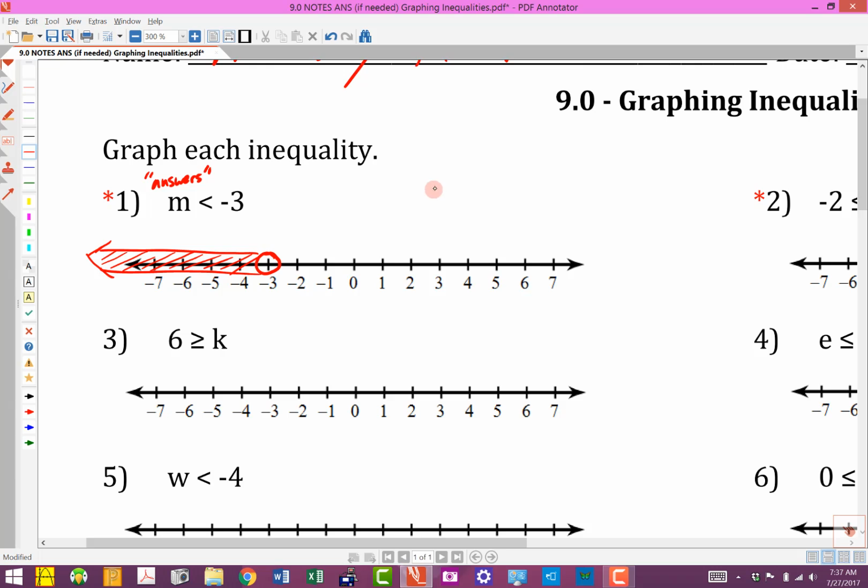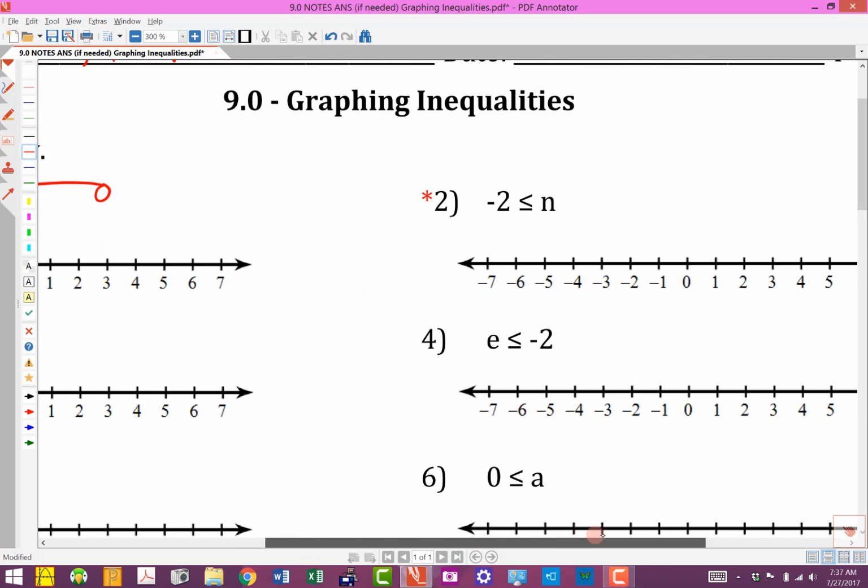I will see people occasionally do things like this. They'll just draw one line and then they'll put an arrow on it. That's not the end of the world, but it really would be in your best interest to do shading like this. Down the road, we're going to be shading more than one inequality at a time, and if you're shading like this, it just makes things a little bit more difficult. But again, this is kind of the way I'd like to see those. So let's take a look at number 2.